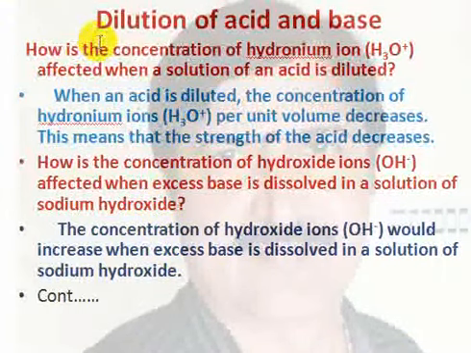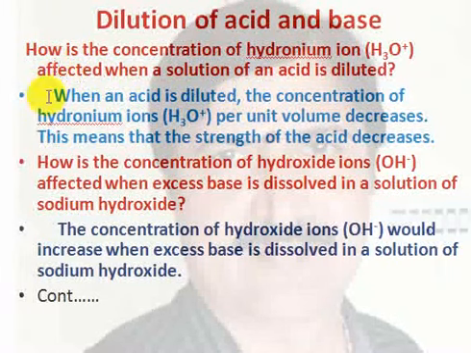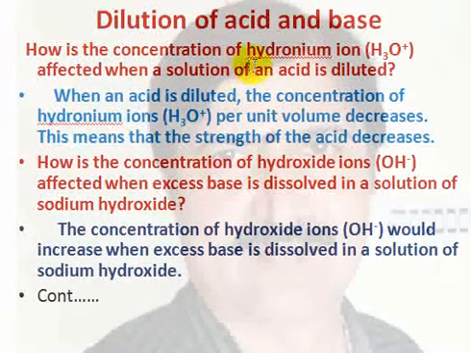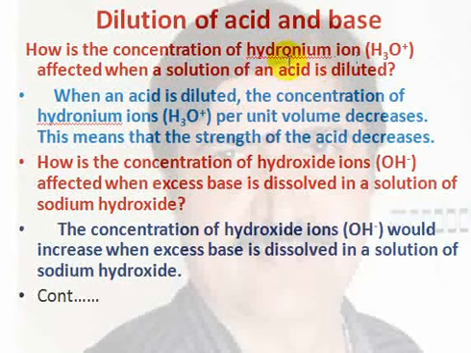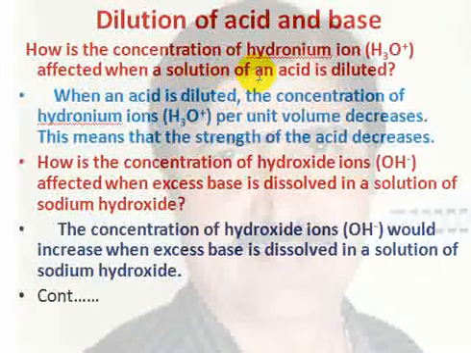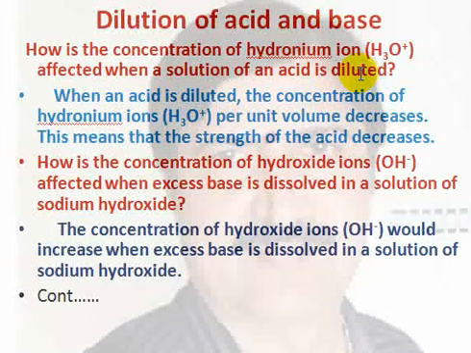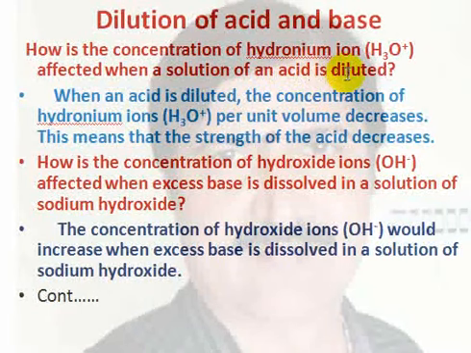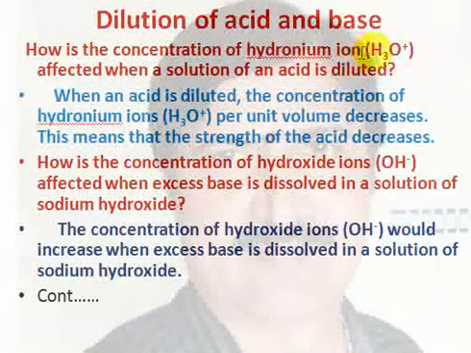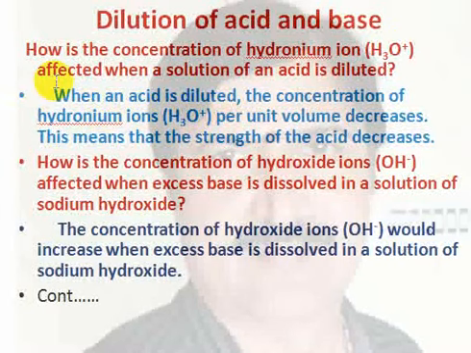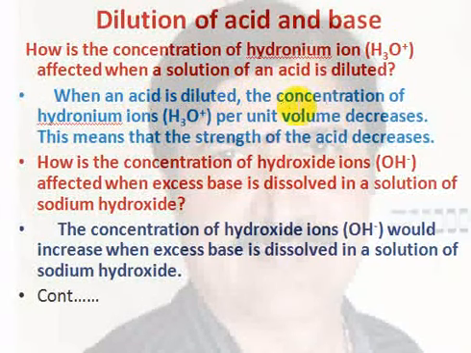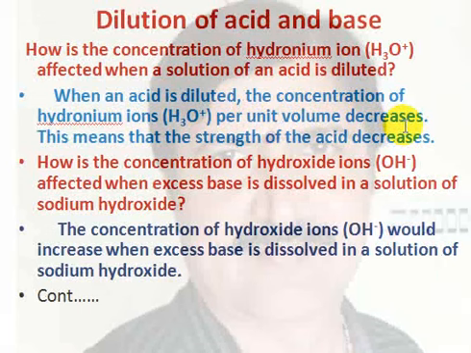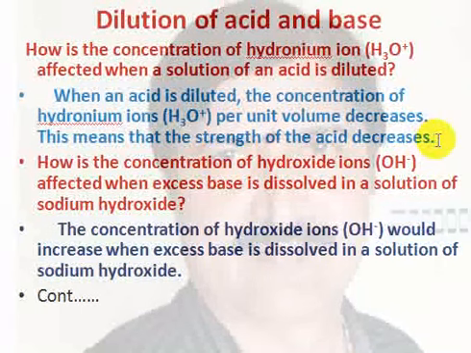With the knowledge of dilution, now you can answer these two questions. Question one: how is the concentration of hydronium ion affected when a solution of acid is diluted? That means what happens if concentrated acid is diluted? You have to answer with reference to H+ ions. When an acid is diluted, the concentration of hydronium ions per unit volume decreases. That means the strength of the acid decreases.